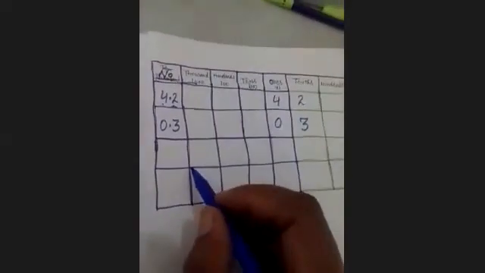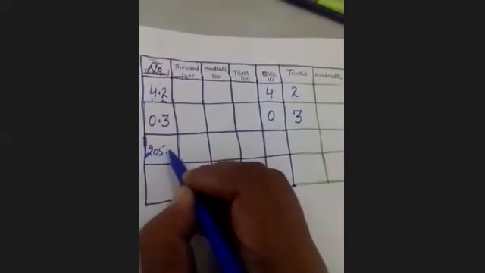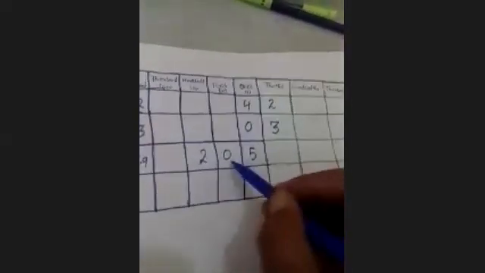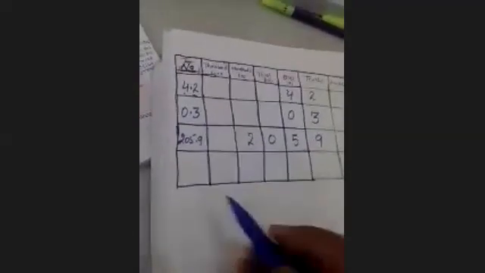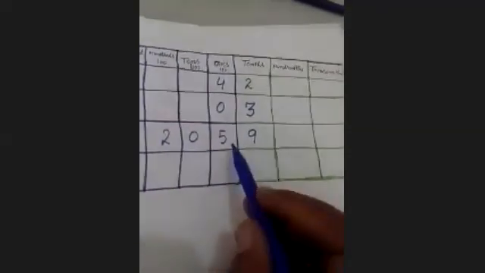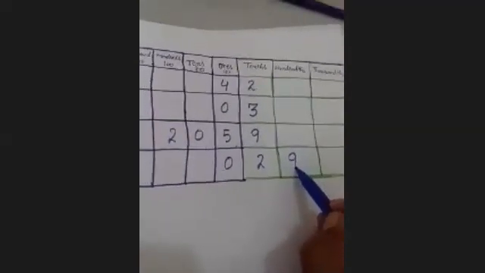Next, third number is 205.9. So write 9 here. Next is 0.29. 0 at the ones place, 2 and 9. Green portion shows decimal numbers and blue part shows whole numbers.